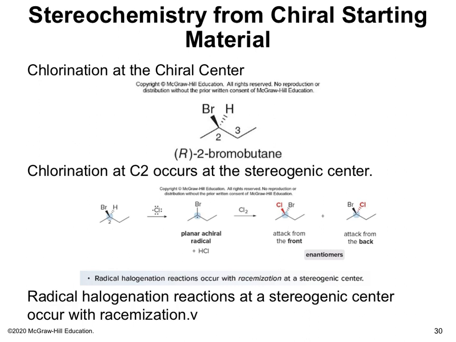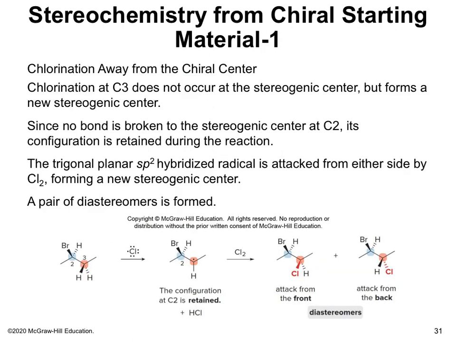Now, chlorination at a chiral center, like I said, you're going to destroy that stereocenter here, because this chlorine is taking this hydrogen here, now you have an sp2 carbon, and then when you add another chlorine here, it's going to add top, and it's also going to add bottom. So you get racemic.